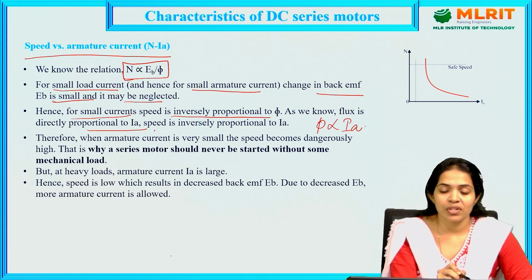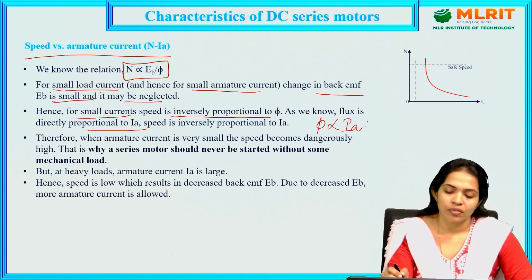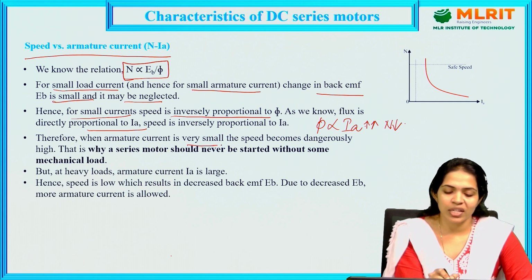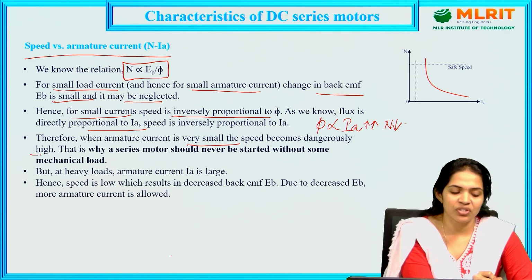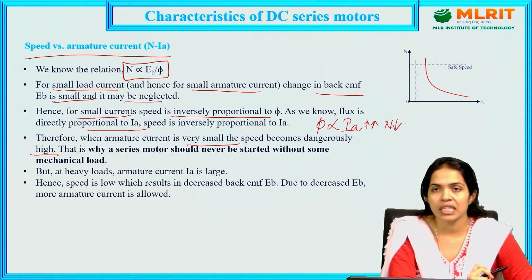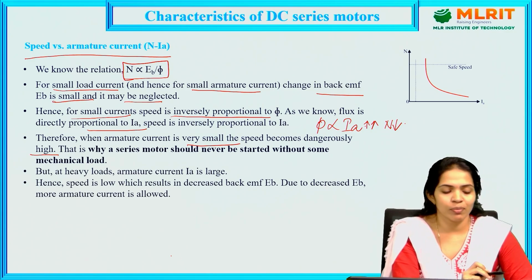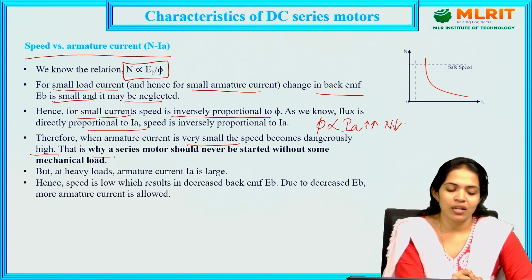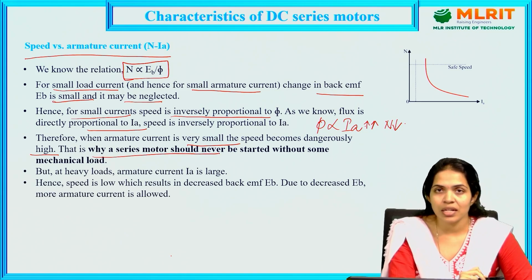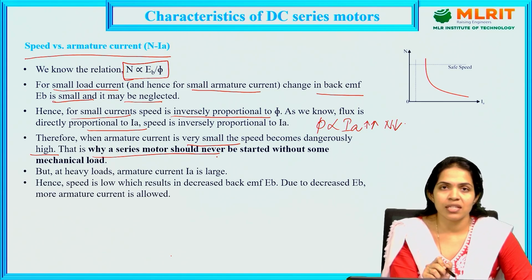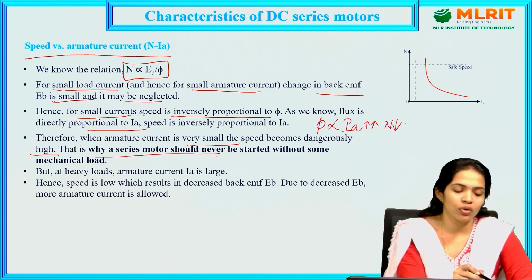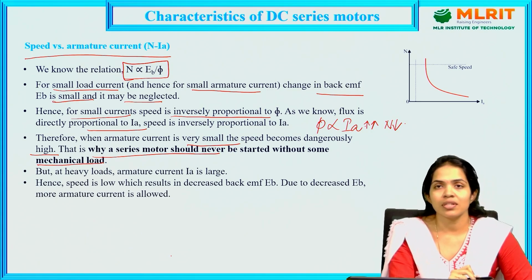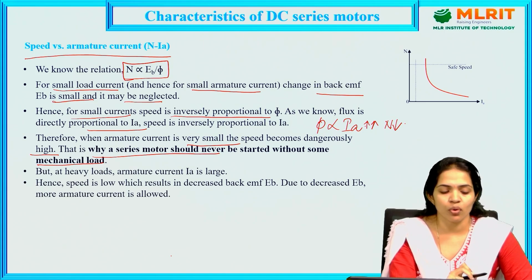As speed is inversely proportional to Ia, when Ia is very small, the speed becomes dangerously high. Even for a small change in Ia, the speed will become dangerously high. That is why we should always remember that a DC series motor should never be started without loading it with a mechanical load. Before starting the DC series motor, it should always be loaded.